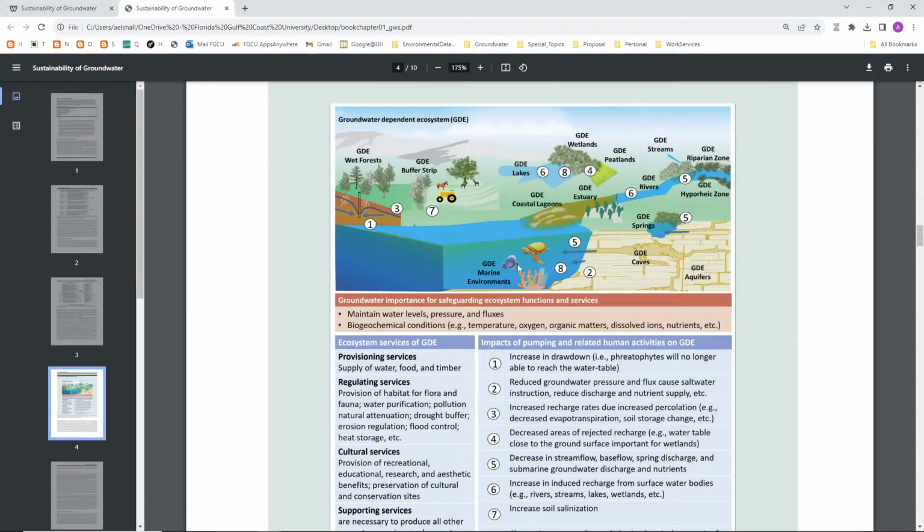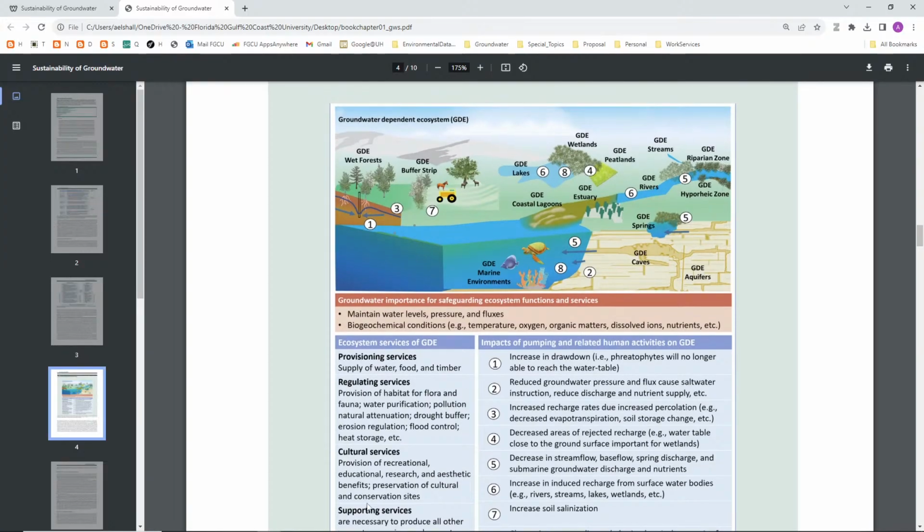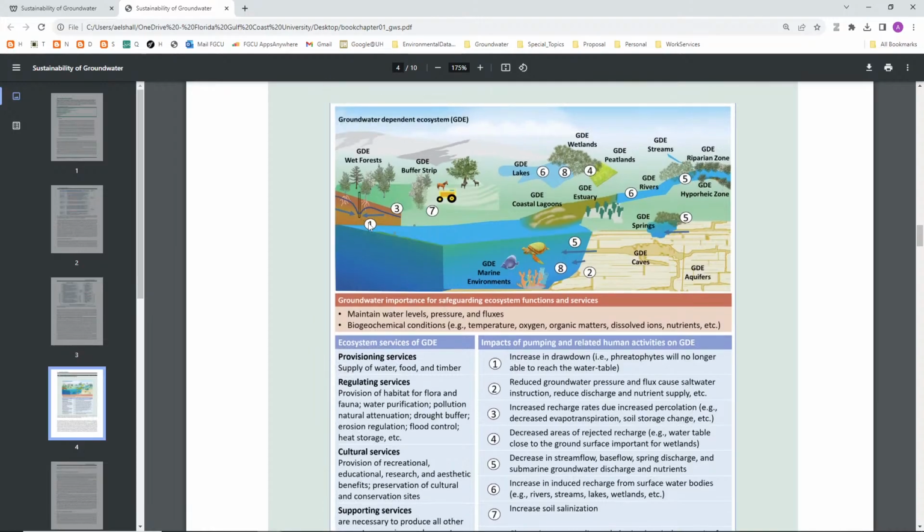So the ecosystem services that these groundwater dependent ecosystems provide, here I wrote them down. These are the ecosystem services. But now here is the impact of pumping, when I start pumping groundwater, and related human activity, on groundwater dependent ecosystems. So you look at this system, you read this number, and then you will see increased drawdown.